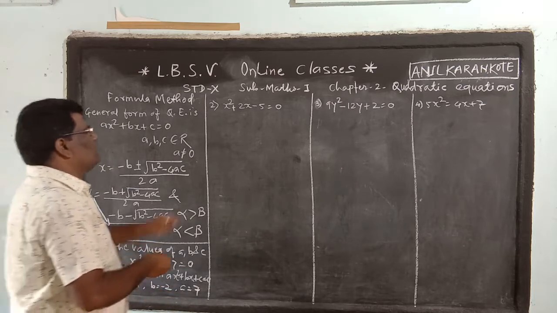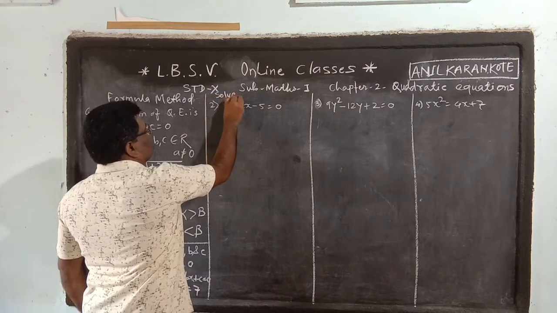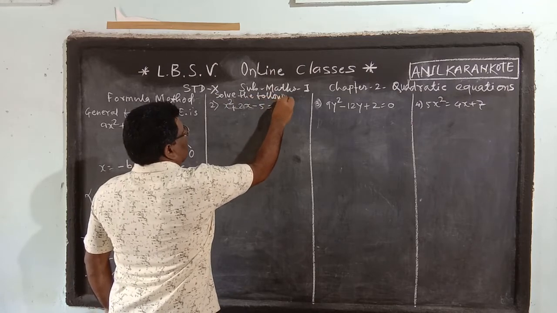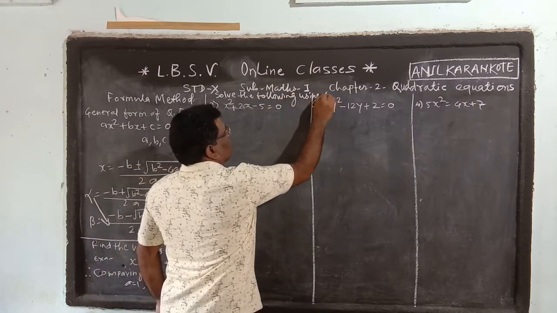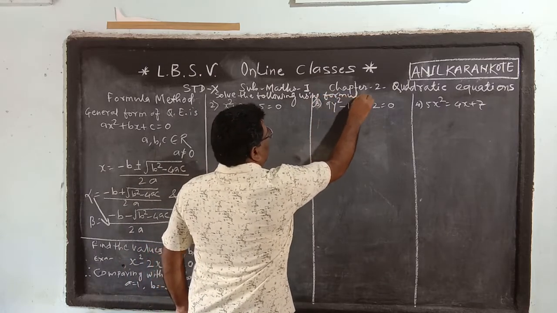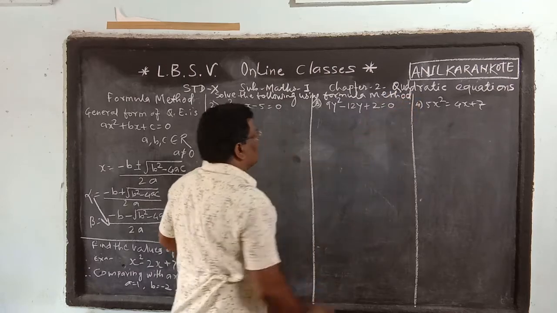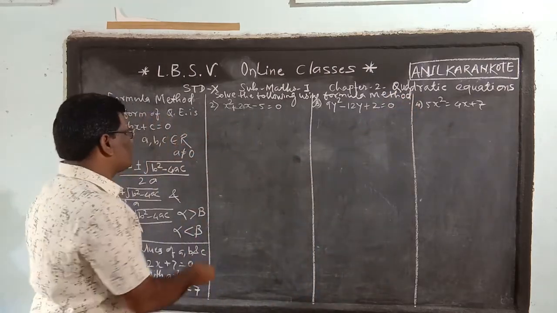Now solve the following examples using the formula method. First example is x square plus 2x minus 5 is equal to 0.